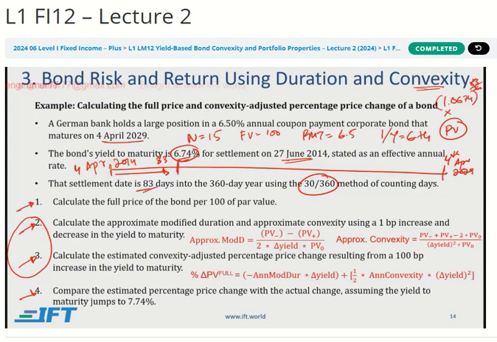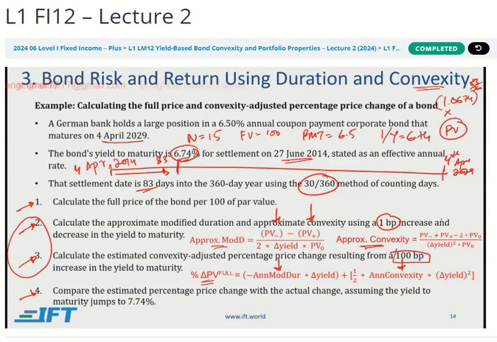So that is something that I've just helped you out with. What I want you to focus on is calculate PV if the interest rate was going down by 1 basis point, if the interest rate was going up by 1 basis point, and use that PV minus and PV plus to calculate the approximate modified duration and the approximate convexity. Then plug that into this formula and calculate the percentage change from a 100 basis point change.